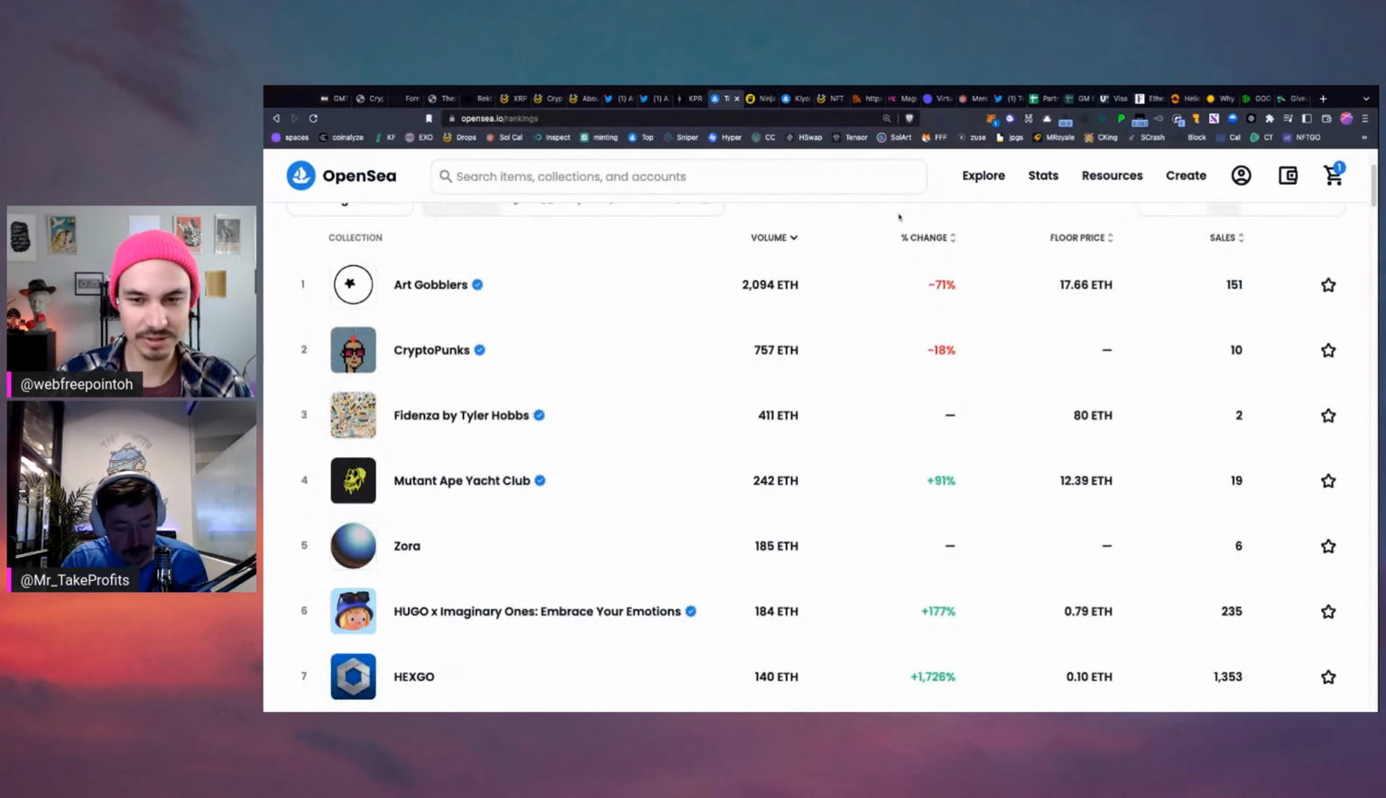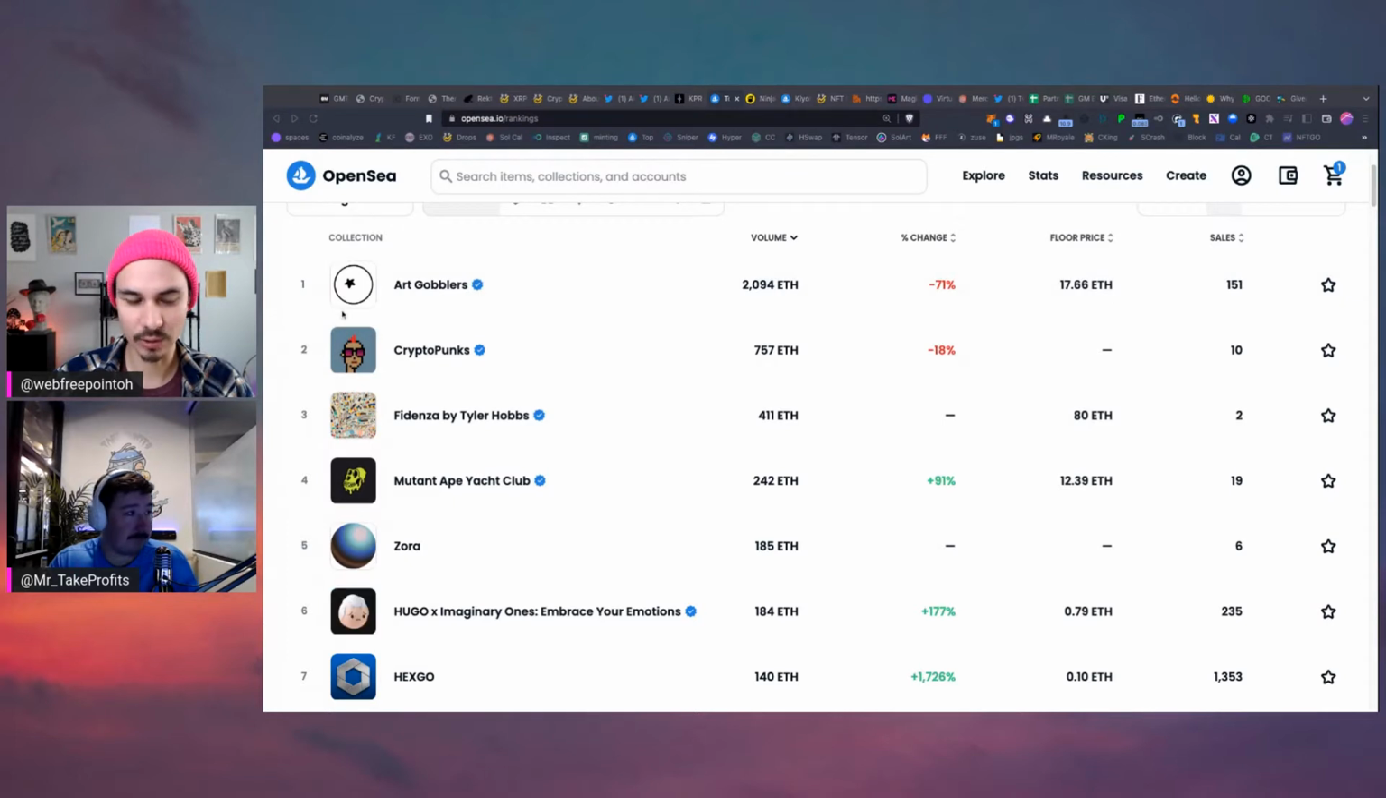Of course, we got the Gobblers up here at the top. Oh, yeah. With 2,000 ETH in volume in the past 24 hours and a 17.6 floor price. So impressively holding its floor price through the reveal.